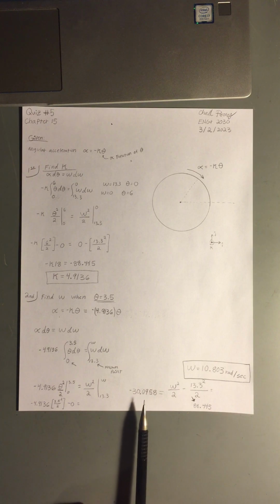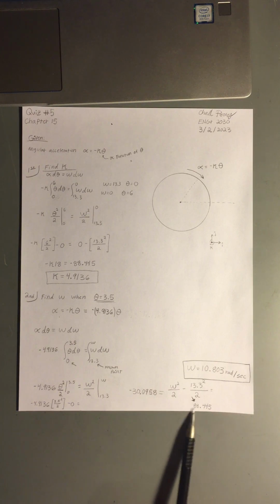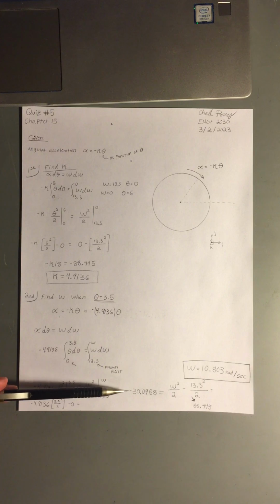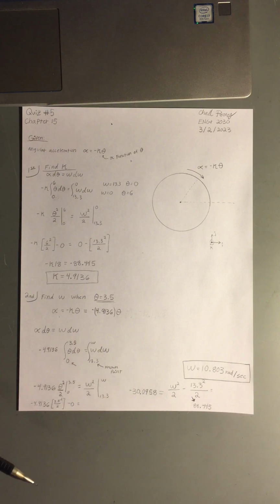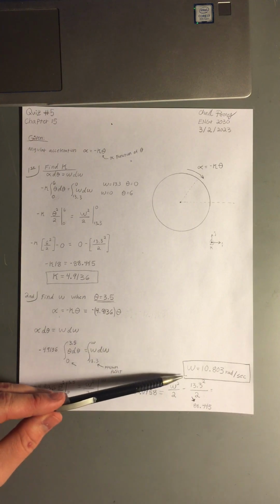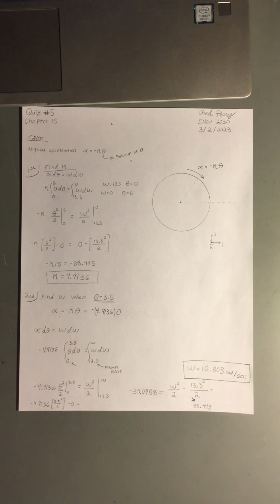And then it was just a matter of simplifying, so adding this term over, multiplying by 2, and then taking the square root, which gives us our final omega term, which is 10.803 radians per second. So that's the answer I got for quiz number 5.